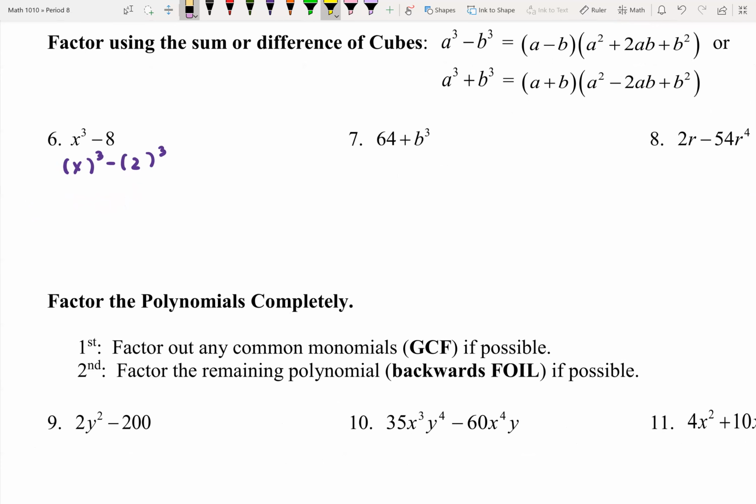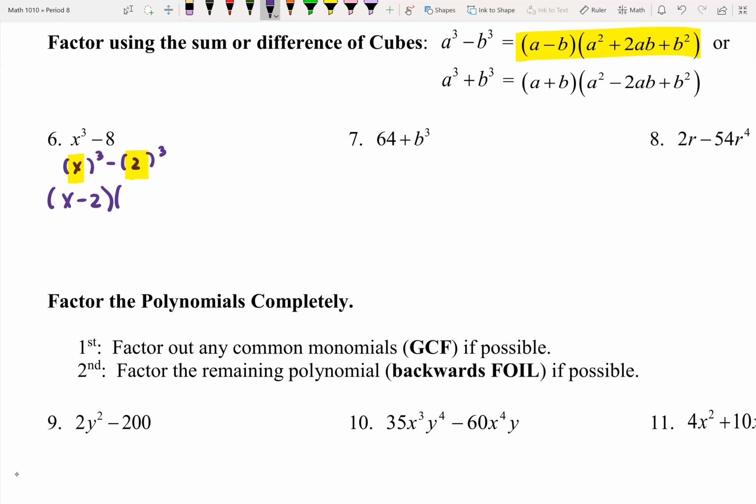Okay, so anyway, what rule am I using? I'm using the top rule. Why am I using the top rule? Because the top rule has the negative in the middle, okay? So look what I'm going to do, guys. My A is an X, and my B is a 2, and I'm going to put it into that yellow rule that I just highlighted, okay? So let's do it. A minus B, that's X minus 2.